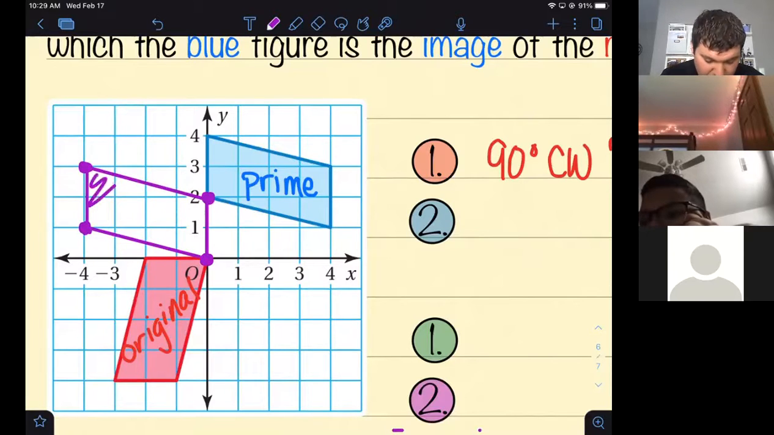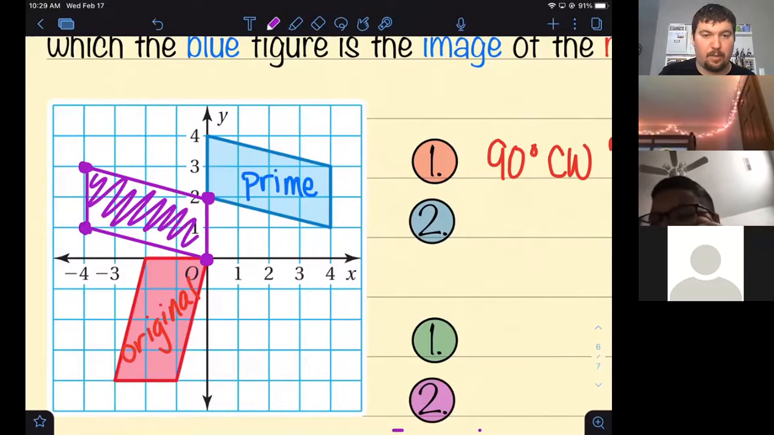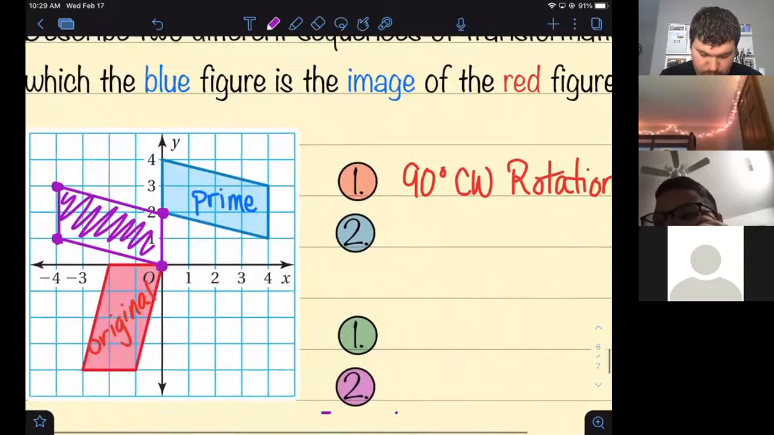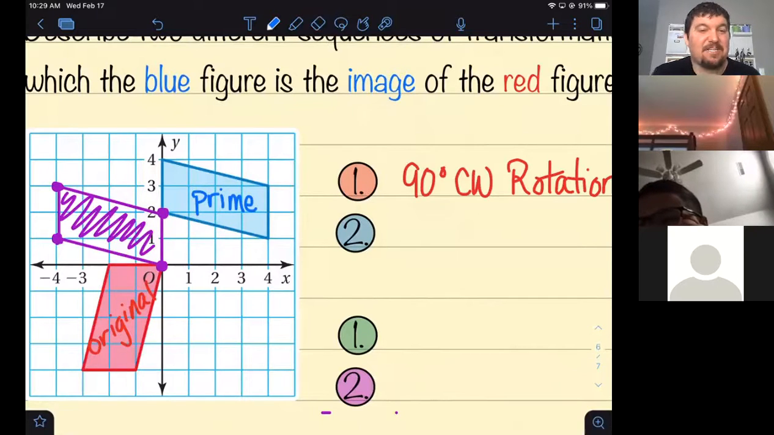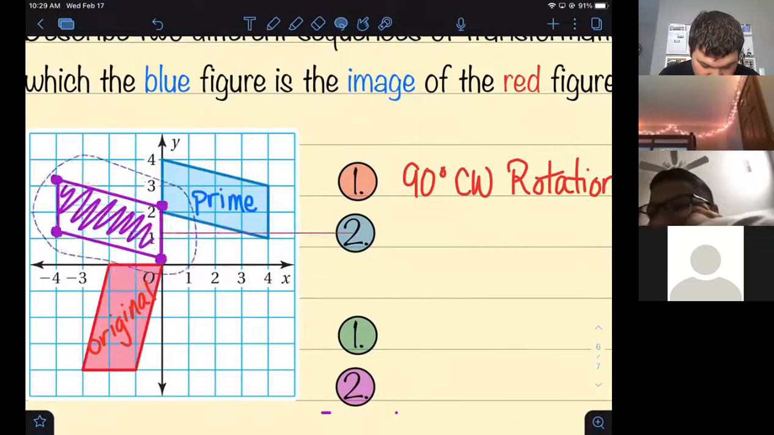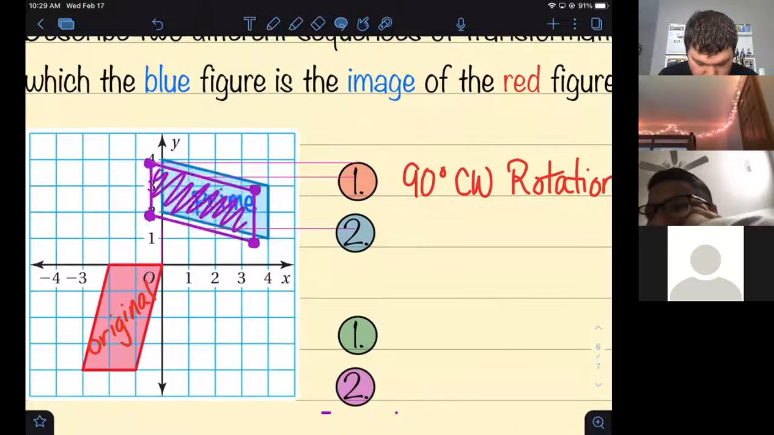Now, since this is the parallelogram we have now, what would you guys say the other transformation was to get it from purple to blue? 90 degrees clockwise. Nope, not 90 degrees clockwise, because that's going to flip it and make it look like this. 270 degrees counterclockwise. That's the same thing. Translate it up 1 and over 4. Yep, it's just going to be translated. We're just literally taking it and moving it. And as Claire said, up 1, over 4.